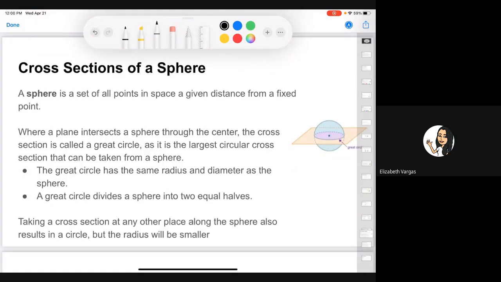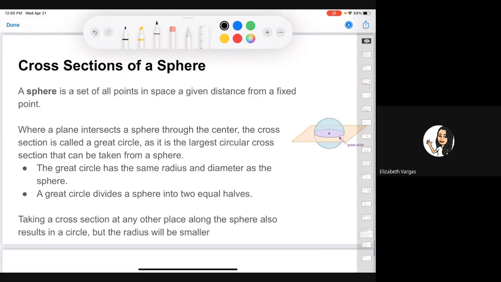And lastly, we have a sphere. A sphere is a set of all points in space a given distance from a fixed point. So very similar to the circle. A circle is basically created by its center point being equal distance from all of its outer points. Same thing with a sphere. So that's what a sphere is.